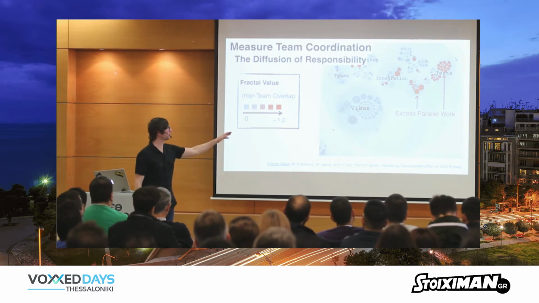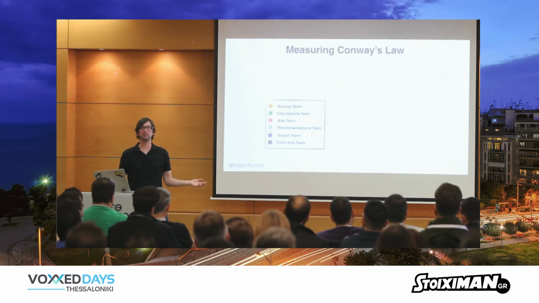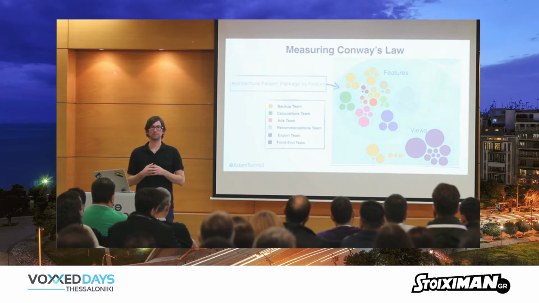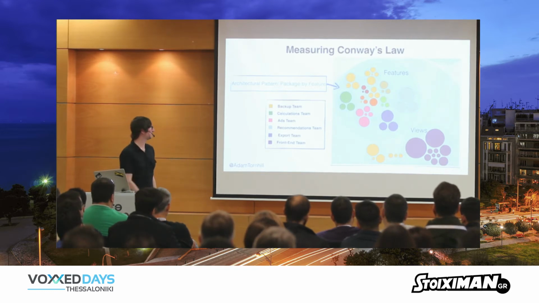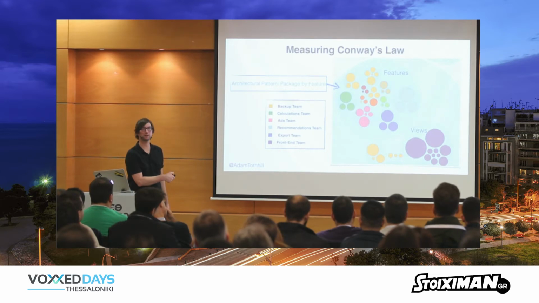But we can do even more. With this kind of data, we can start to evaluate things like Conway's Law. And I want to show you a simple example here. Now, this time, you see that we have a bunch of different teams here, and each team is assigned a color. And the team that has worked the most with each part of the code gets the color of that part of the system.